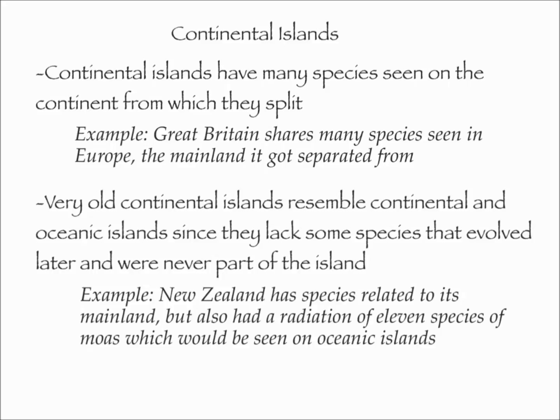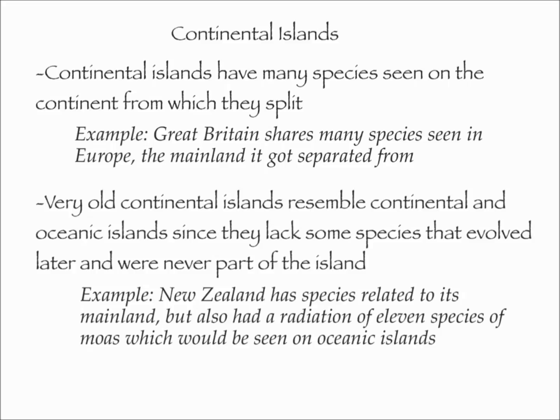Lastly, I will go over the distribution of species on continental islands. Continental islands have many species seen on the continent from which they split. For example, Great Britain shares many species seen in Europe, the mainland it got separated from. Extremely old continental islands look more like they fall between continental islands and oceanic islands because they lack some species, such as primates, that evolved later and so were never part of the continental island.